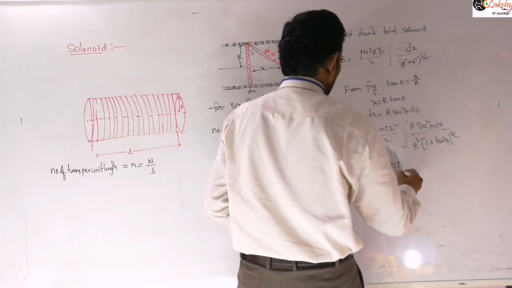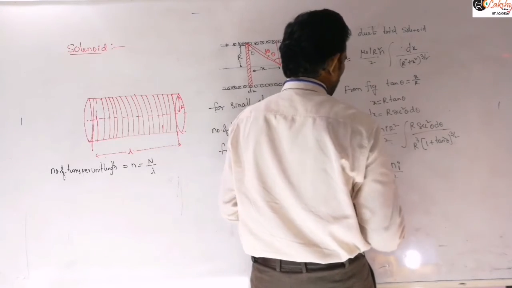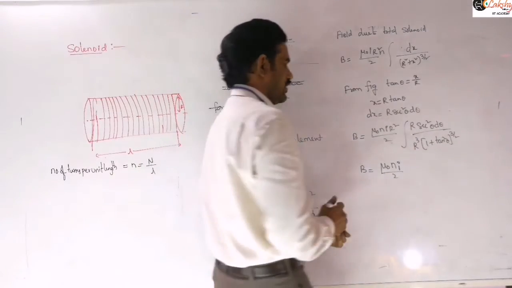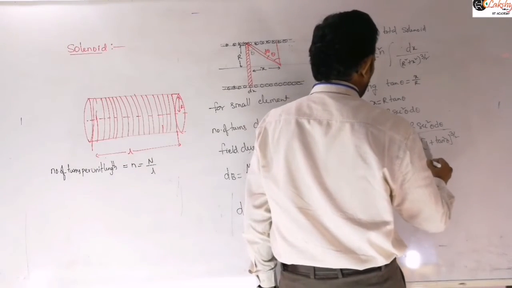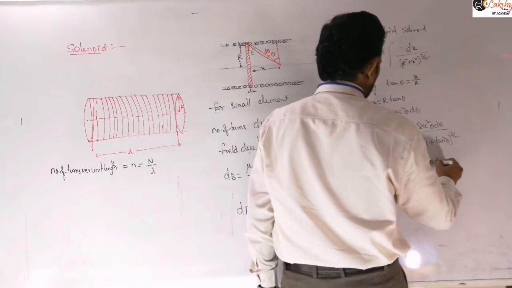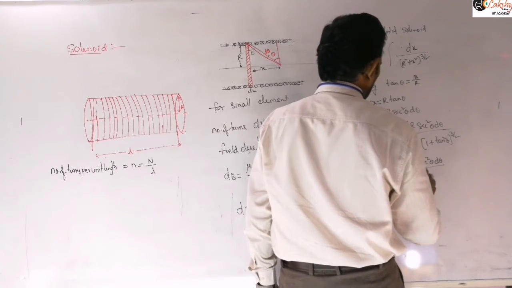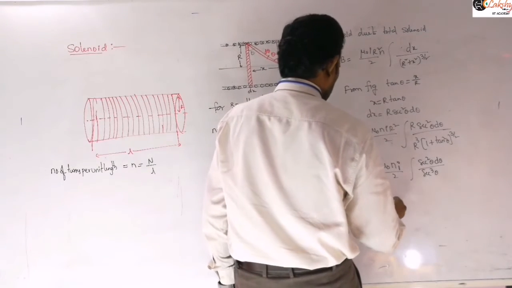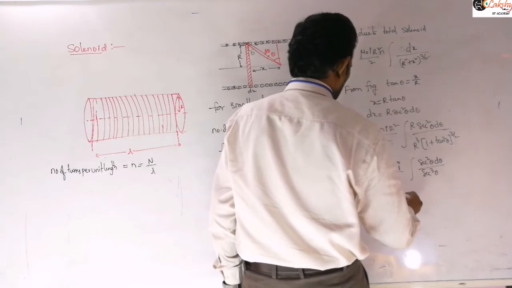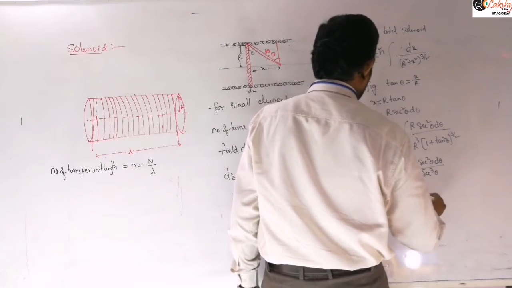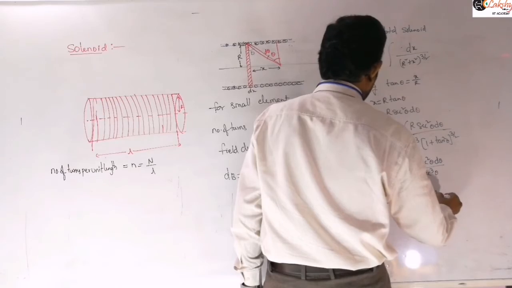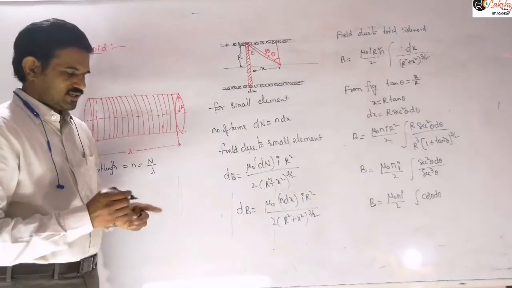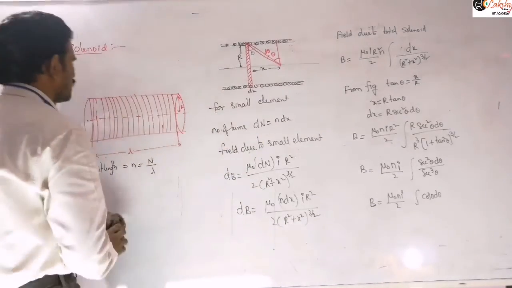So mu naught n i by 2 into, now here r square into r you will get r cube, and this r cube will be cancelled, right? And so this term will be secant square theta d theta by secant cube theta. And therefore B is equal to mu naught n i by 2 into integral of cos theta d theta. And now we need to write the limits and integrate that expression. So now let us see this.